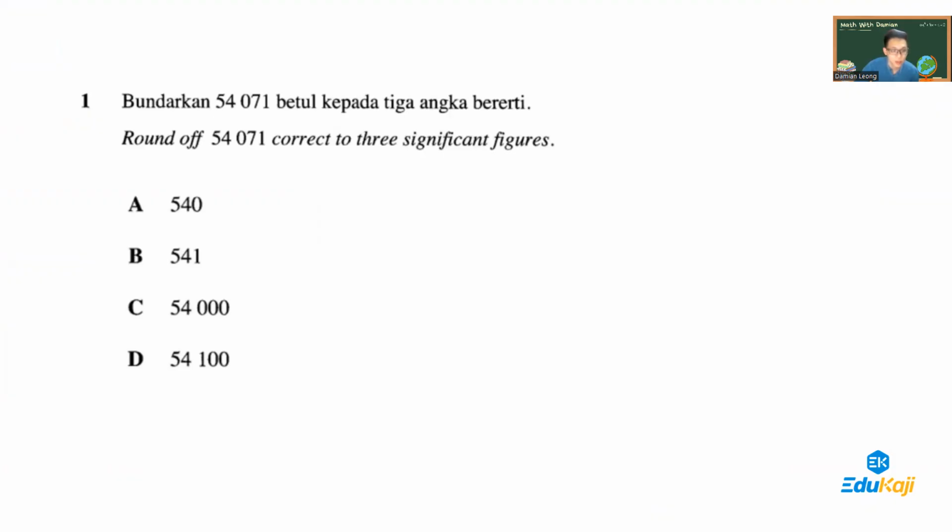So significant figures, we want to count it starting from the left, the first non-zero number. Okay, if the 0 is in the middle, in between other numbers, then it's still counted. So there's 1, 2, 3. The next number, if it's 5 or above, I round up. If it's below 5, then I round down. So this 7 means I round up, the 0 becomes 1. Then the other numbers change to 0 to keep the place value. So it's 54,100. Answer is D.